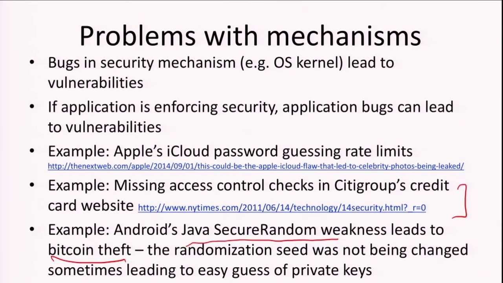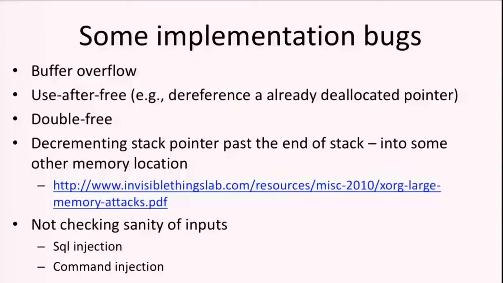So mechanisms themselves could be problems. If the mechanisms are not designed properly, they could actually lead to vulnerabilities. Some of the implementation bugs that we normally see a lot, and in this class we'll talk a lot about, is buffer overflow. That's one of the most common ones, and in the next few lectures you will get to know a lot about it.